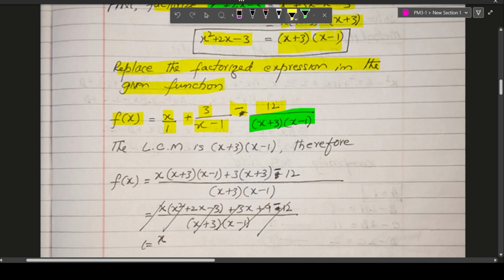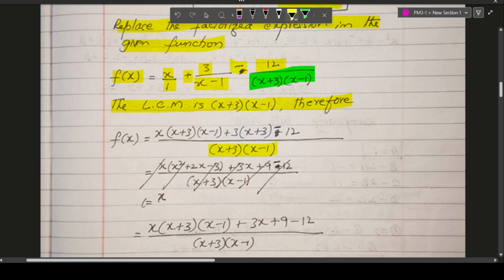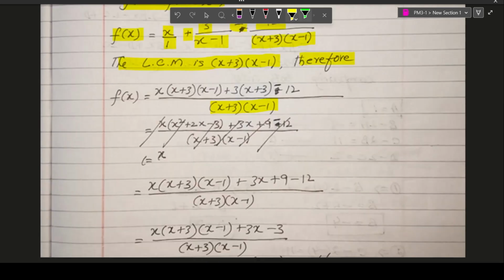So in these 3 fractions, the LCM is (x + 3)(x - 1). Therefore, we'll write it down as a function over here. Since the first algebraic expression has only 1, the whole of this LCM will be multiplied with x. That's why you see x in the numerator, times the whole LCM (x + 3)(x - 1). In the second part, the denominator is x - 1, so the 3 in the numerator will be multiplied with the other part, which is x + 3.